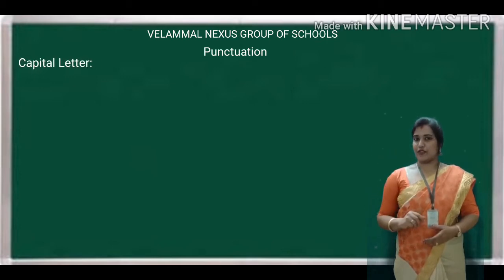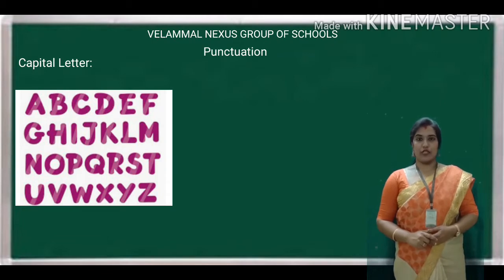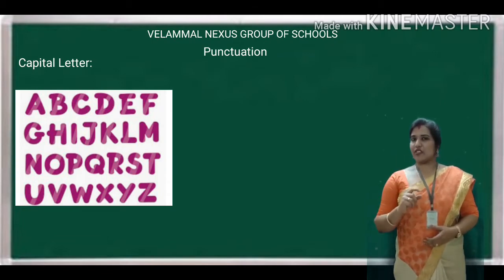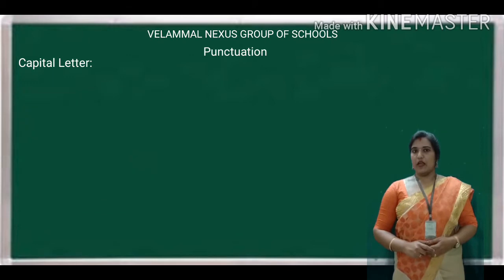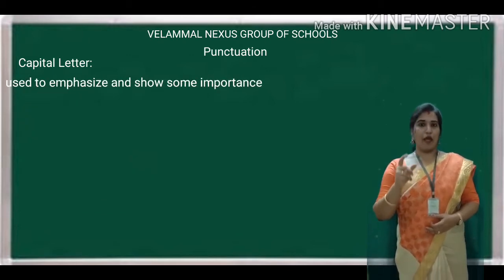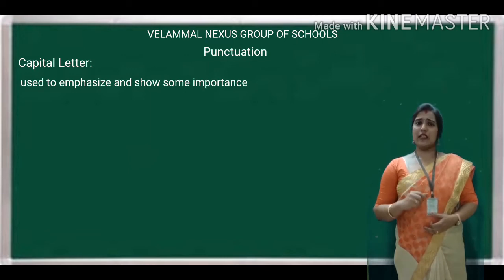First, capital letter. We know there are 26 letters in the alphabet from A to Z, and each letter can be written in two different ways, the capital letter or the small letter. Okay, children. Now we are going to see the capital letter. Capital letters are used to emphasize or to show some importance. So let's learn where to use these capital letters.